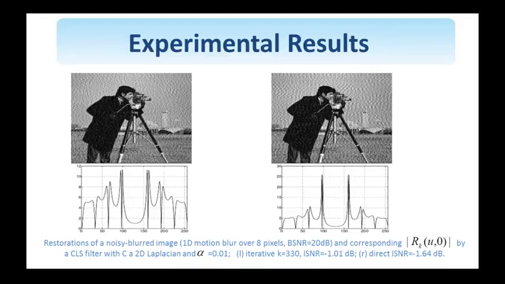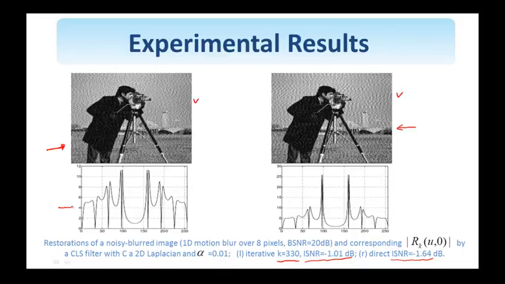Here is finally the comparison between the iterative CLS filter and the direct CLS filter. The result on the left was obtained after 330 iterations at convergence. In terms of ISNR, the image on the left is better than the image on the right, slightly closer to the original one. By looking at the images, maybe there is more noise on this one than this one.